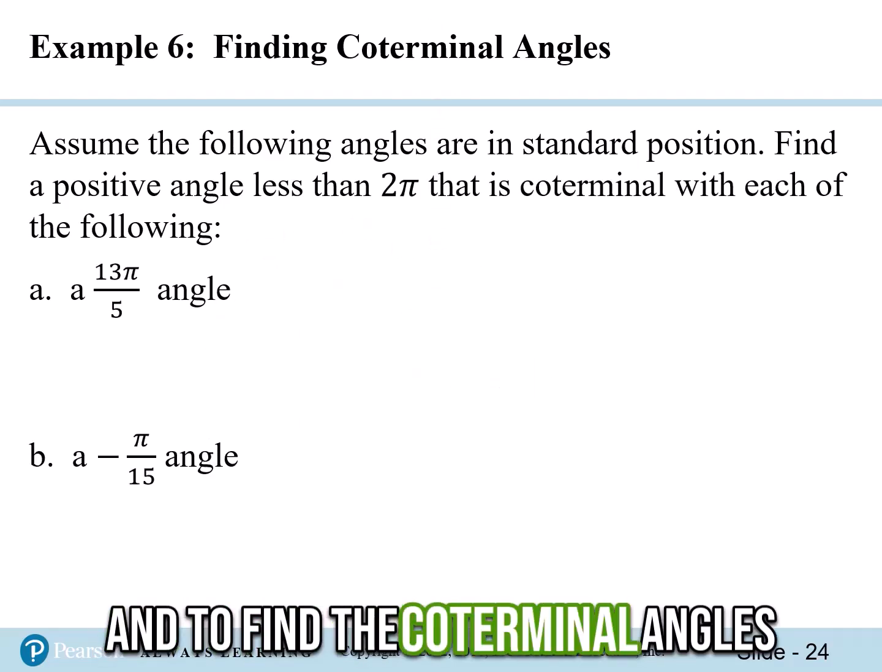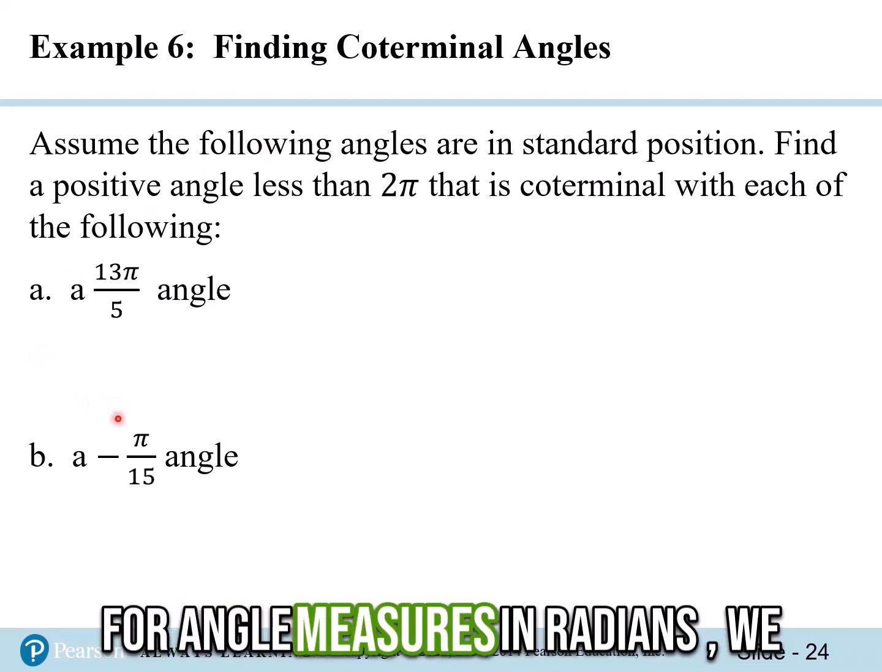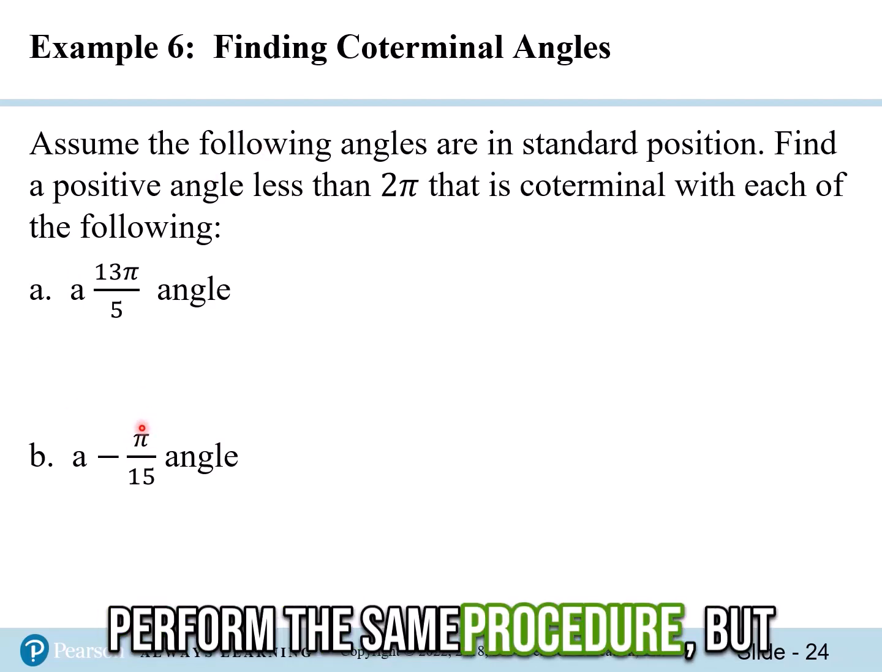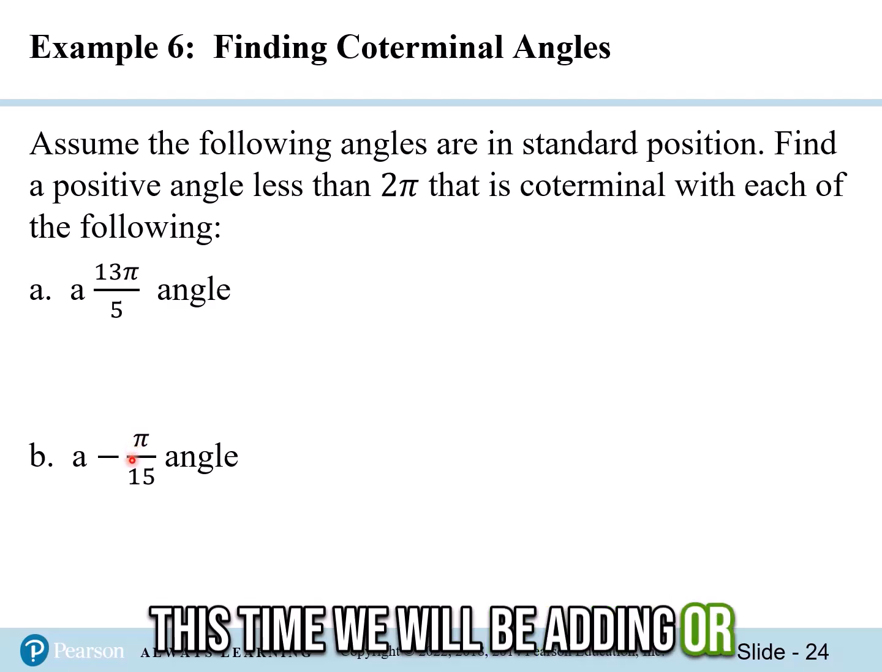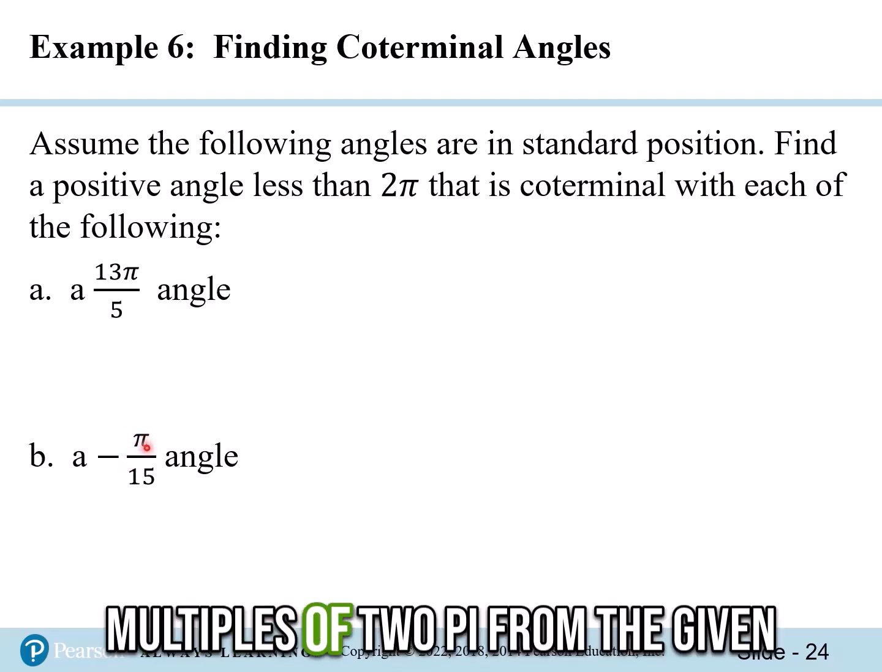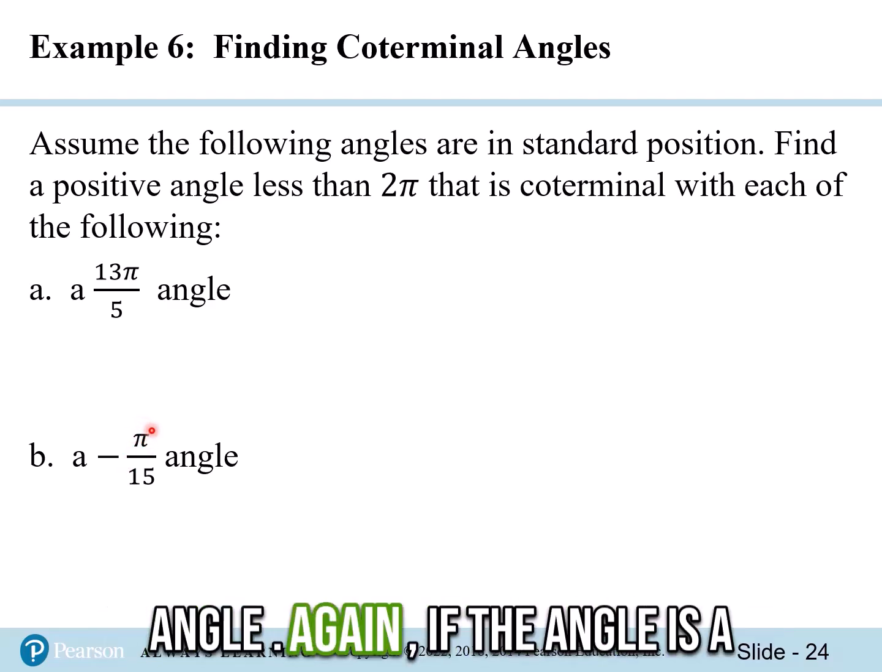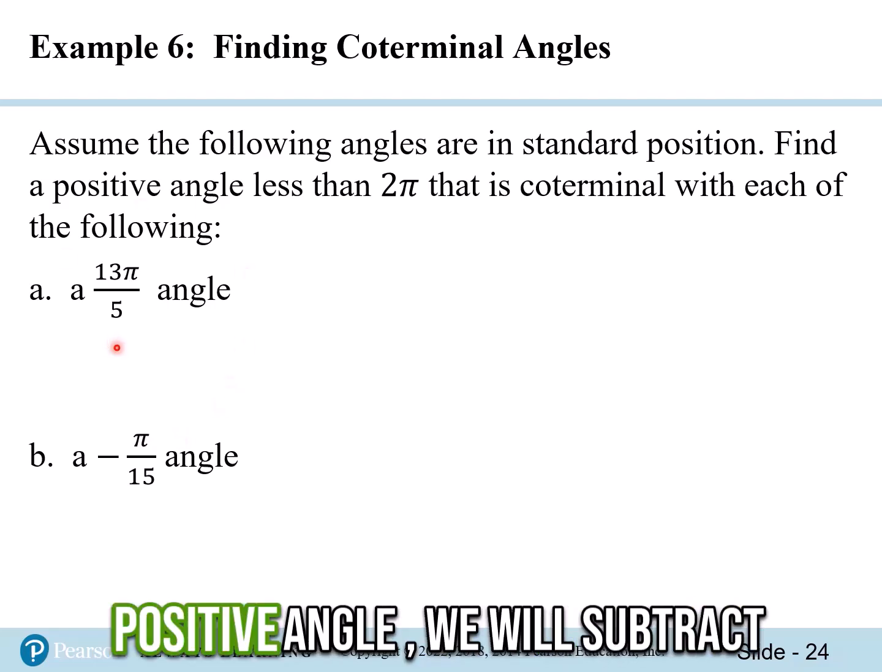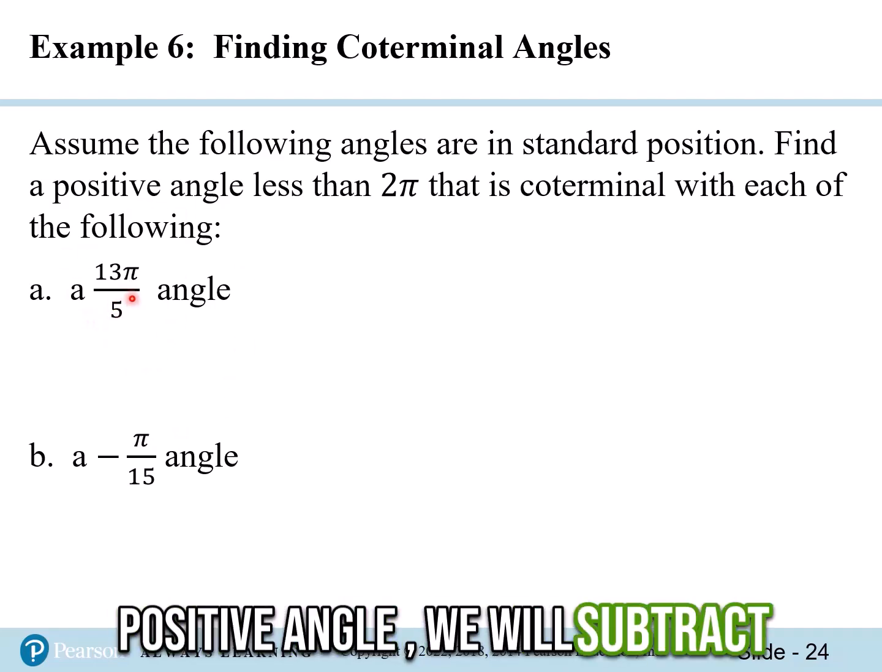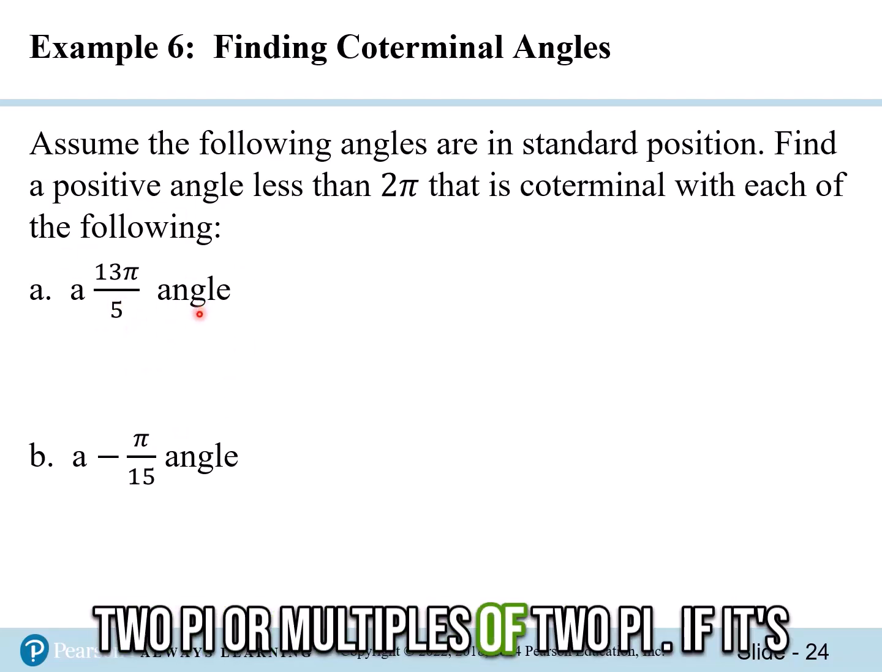To find the coterminal angles for angle measures in radians, we perform the same procedure, but this time we will be adding or subtracting multiples of 2 pi from the given angle. Again, if the angle is a positive angle, we will subtract 2 pi or multiples of 2 pi.